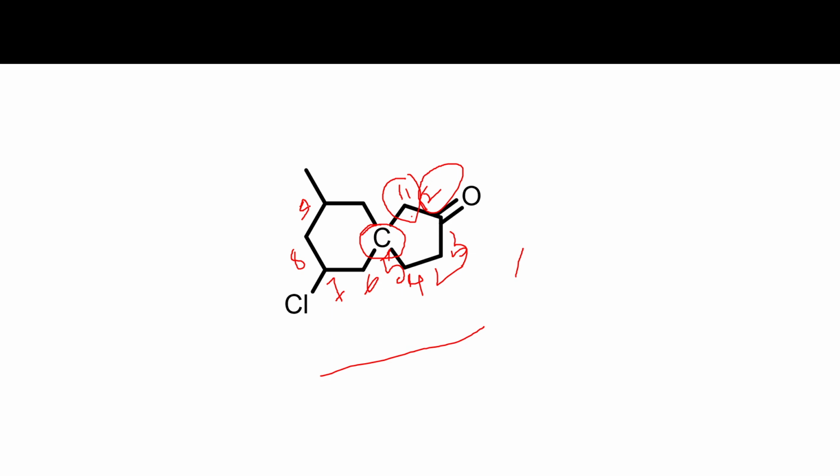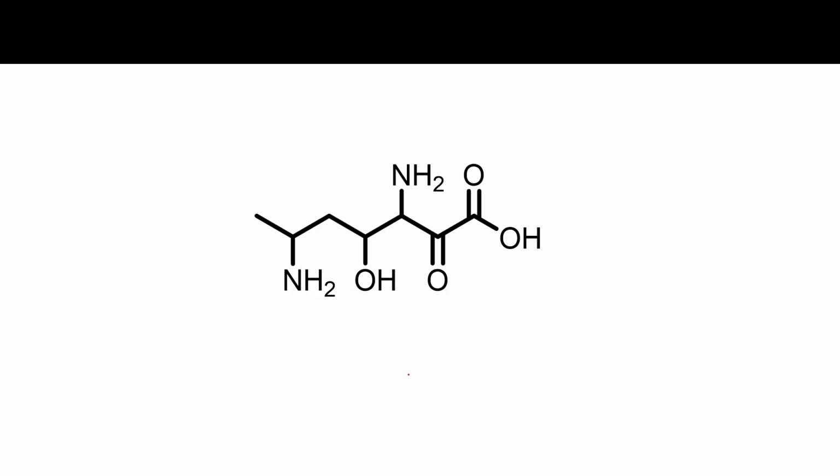So if the numbering is like this, then what will be the name of this compound? Someone tell. 7-chloro-9-methyl-spiro[4.5]decan-2-one. So the name will be like this: 7-chloro-9-methylspiro[4.5]decan-2-one. Then for this molecule, someone can write.